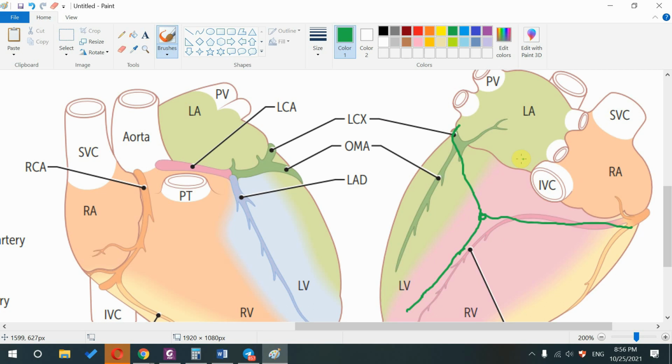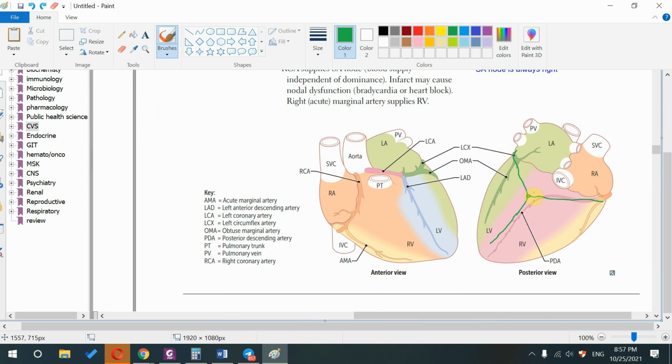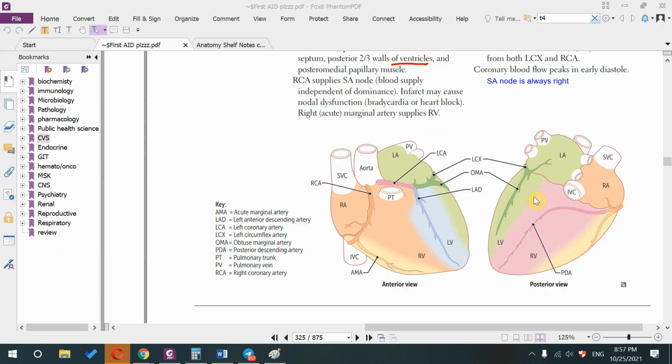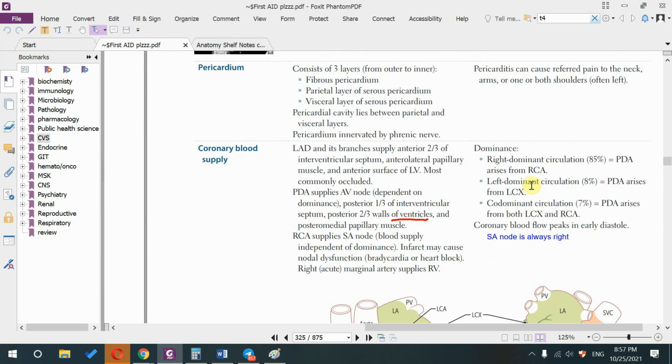What is the best scenario? Well, actually this one, because if one gets occluded, you still have blood from the other one. So it's the best of the best, but it's rare. Only like 5% of the people have it. Yeah, 7%. So the right dominant circulation, 85% of the people, the PDA arises from the right coronary artery. Left dominant, it comes from the left circumflex. Co-dominant, from both.